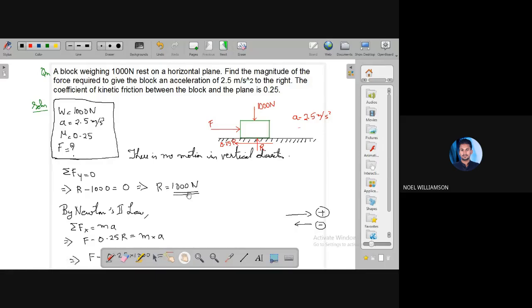There is another relation, that is weight. Weight can be written as mass into acceleration due to gravity.